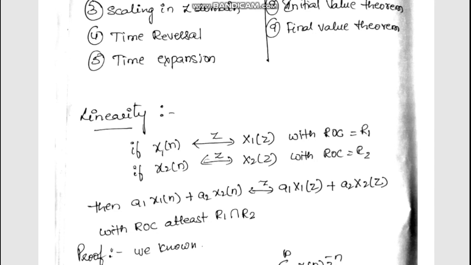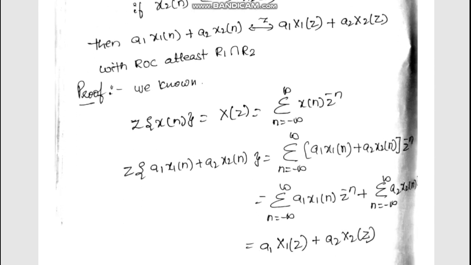And this input signal, we have to convert into the Z transform. When we convert, it is already represented that x1 of n is your X1 of z and x2 of n is represented as X2 of z, with your ROC, at least R1 should intersect with R2. So this is the statement of linearity. We know that linearity performs like the superposition theorem.